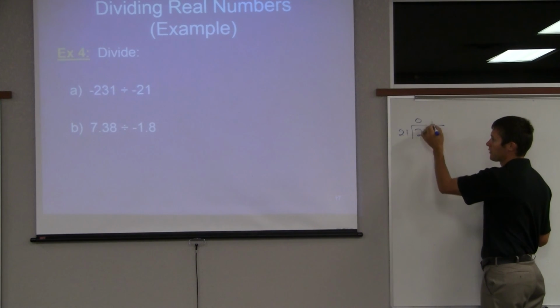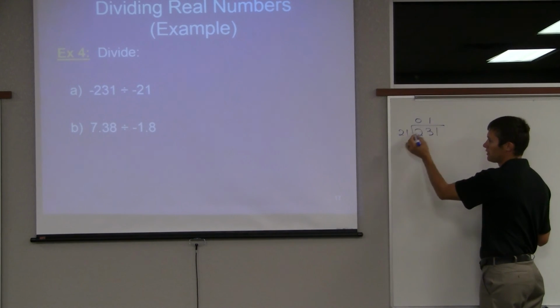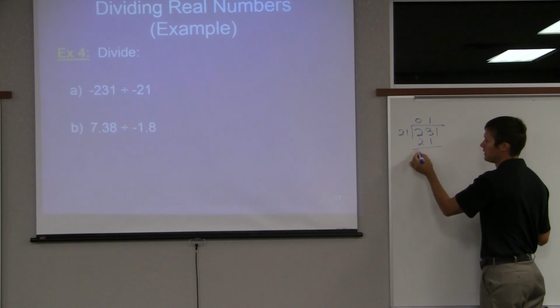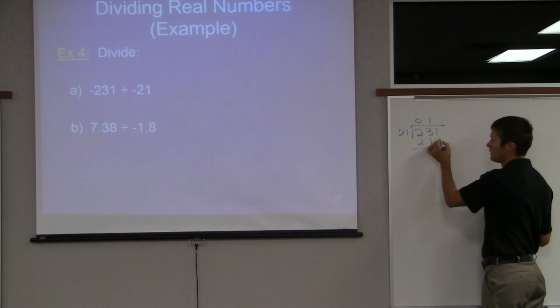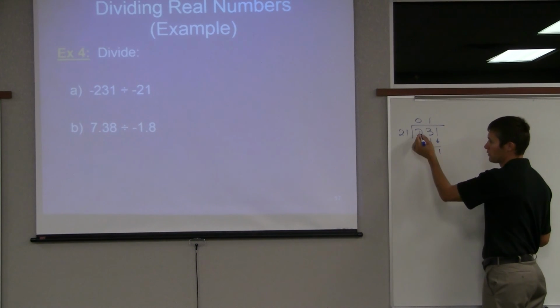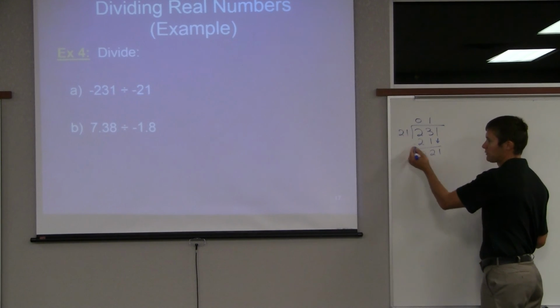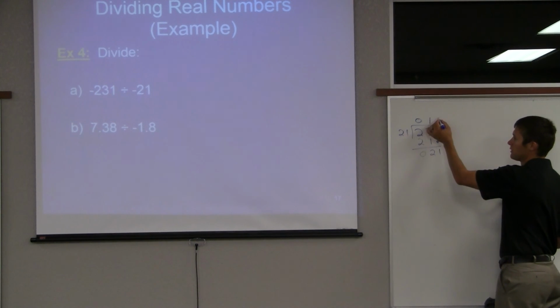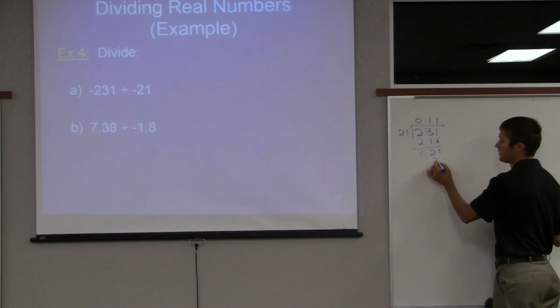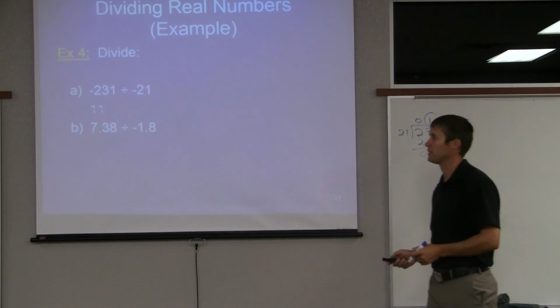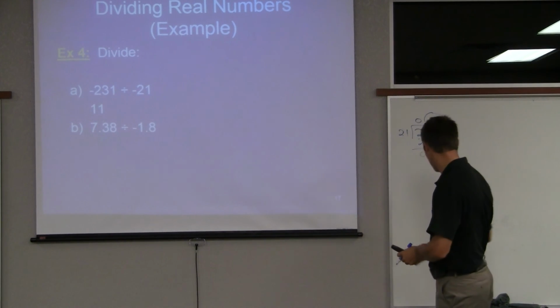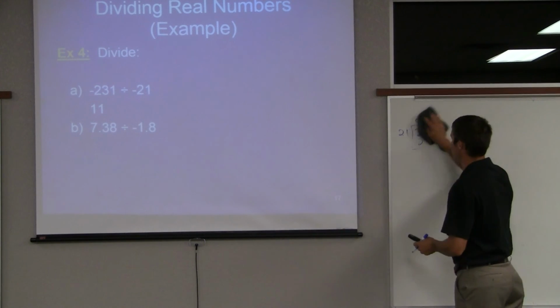21 goes into 23 one time. So 1 times 21 is 21. Subtract, 3 minus 1 is 2. Bring down the 1. 2 minus 2 is 0. How many times does 21 go into 21? 1 time. So my answer is positive 11. Go ahead and do it with a decimal point.